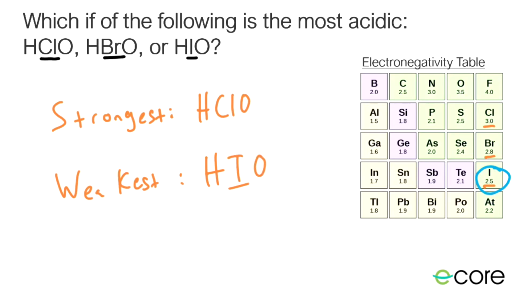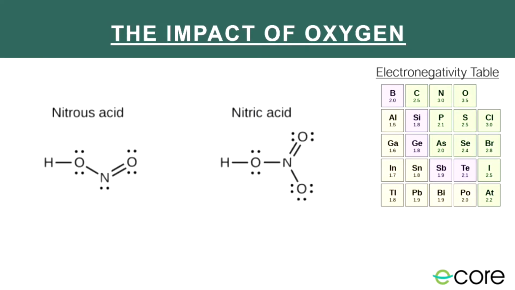So that's how we can use the electronegativity of one of our atoms to tell us how strong of an acid is. The more electronegative, the stronger the acid. Okay, great. Now let's think about the impact of oxygen. Once again here, this really has to do with electronegativity.